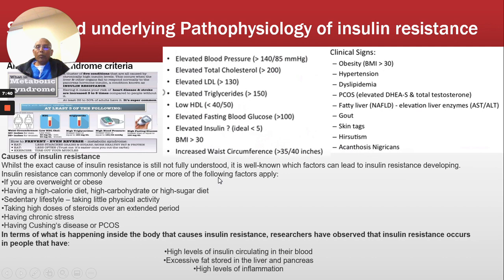But what we have to understand is that with all this insulin resistance, we can have high levels of insulin circulating in the blood. There is excessive fat storage mainly in the liver and pancreas, then leading to diabetes and high levels of insulin and high levels of inflammation.